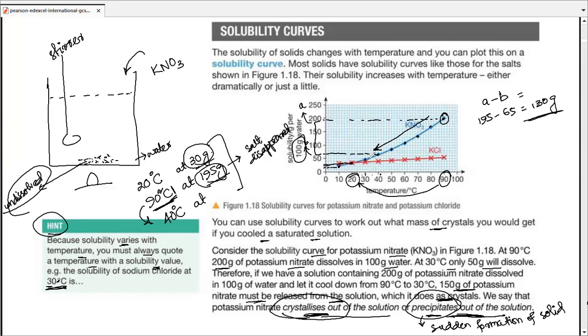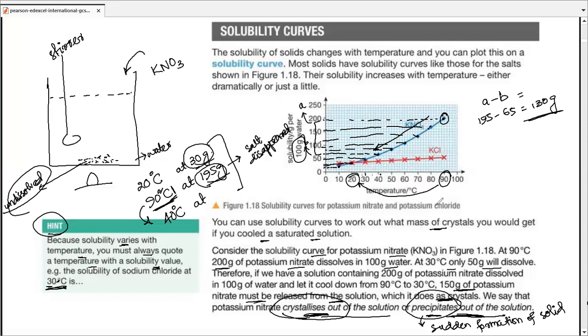At 20, there is a separate one. At 30, there is a separate amount. At 40, there is separate. At 50, there is something separate. So at every temperature, since the value is changing, we need to count the temperature along with the value every time.